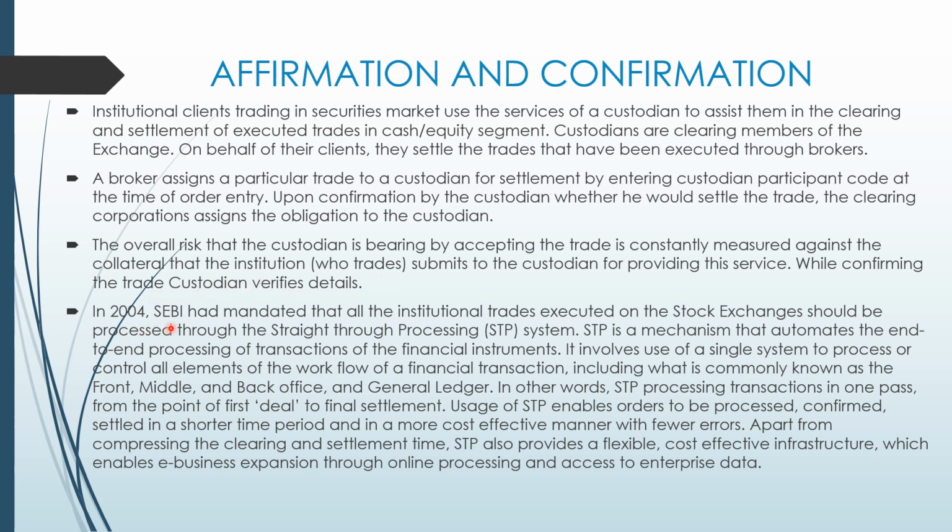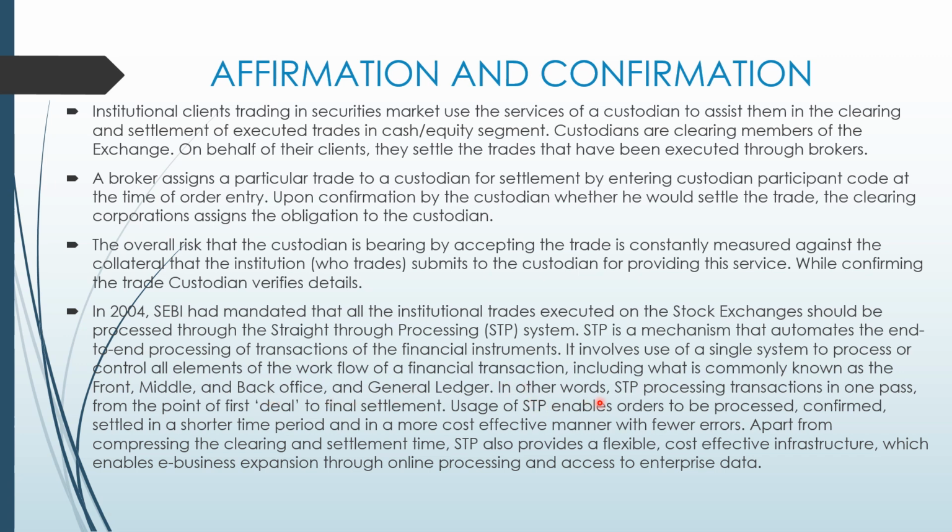In 2004, SEBI had mandated that all institutional trades executed on the stock exchange should be processed through the STP system, which is the straight through processing system. STP is a mechanism that automates the end-to-end processing of transactions of financial instruments. It involves the use of a single system to process or control all the elements of the workflow of a financial transaction, including what is known as front, middle, and back office and general ledger.